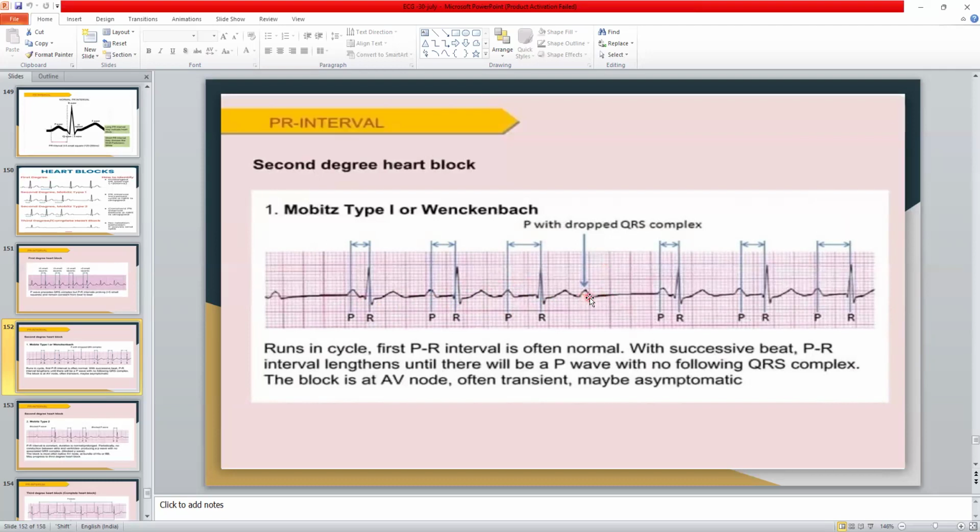Here is the P wave, but it is not followed by the QRS complex. Hence, it is known as the P with dropped QRS complex. Again, it will start with an almost normal PR interval, and again the PR interval goes on increasing. This indicates that there is a block at the AV node. Usually it is transient and asymptomatic.